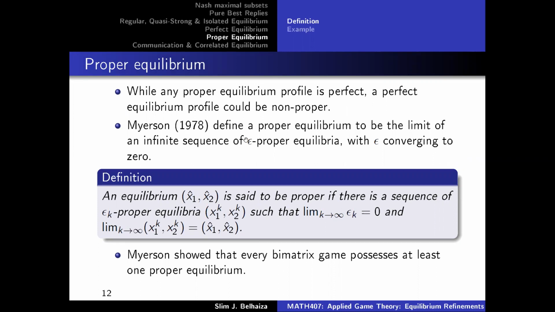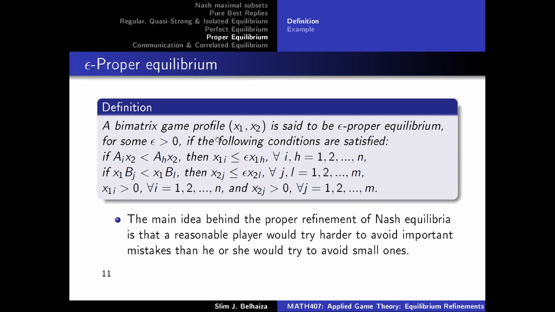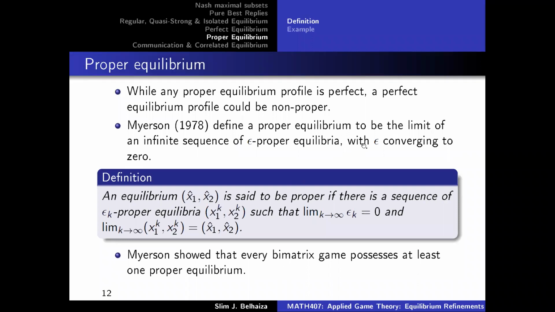And Myerson, 1978, defines what we call a proper equilibrium to be the limit of an infinite sequence of epsilon proper equilibria, which means that this epsilon proper equilibrium, when epsilon goes to 0, should converge to our proper equilibrium. So an equilibrium x1 hat, x2 hat is said to be proper if there is a sequence of epsilon k proper equilibria such that the limit of epsilon k goes to 0 when k goes to infinity, and the sequence x1k, x2k should go to x1 hat, x2 hat when k goes to infinity. And Myerson showed that every bimatrix game possesses at least one proper equilibrium.